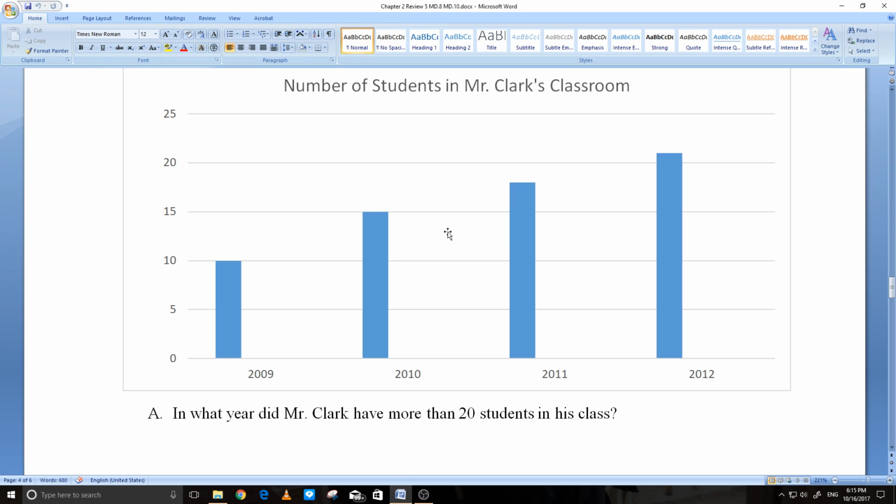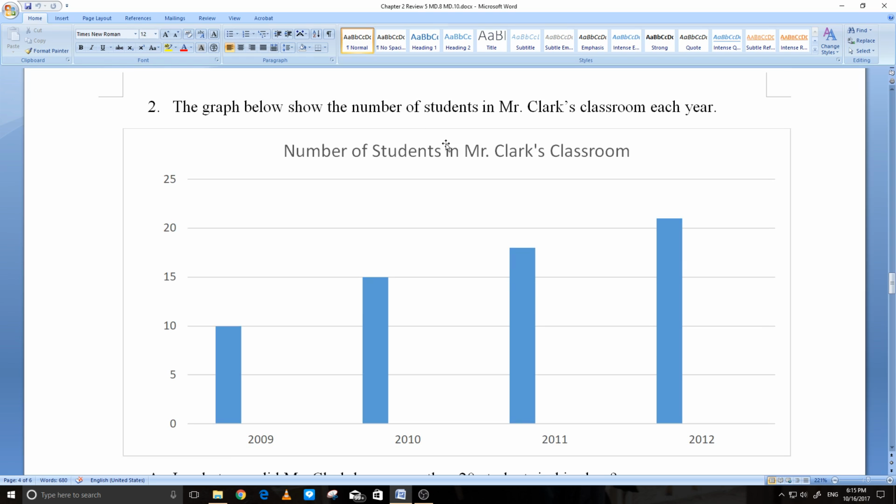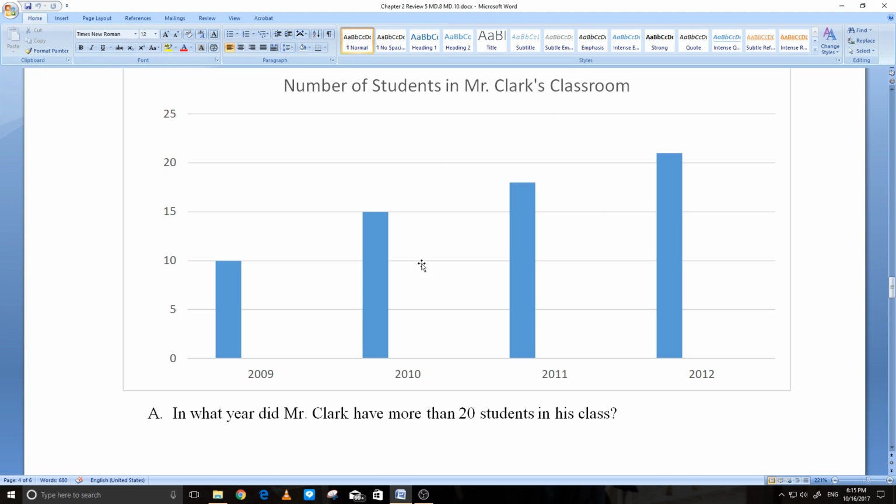Hey students, now we move into the graph portion of the test. Let's take a look over here. Number 2. The graph below shows the number of students in Mr. Clark's classroom each year. So let's take a look at this graph. The title of the graph is Number of Students in Mr. Clark's Classroom, and we have the years 2009, 2010, 2011, 2012.